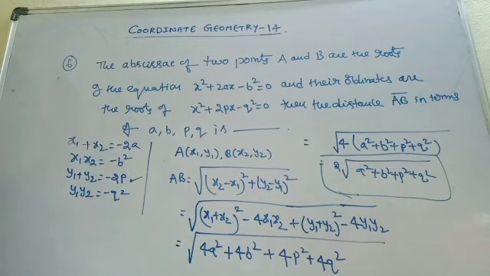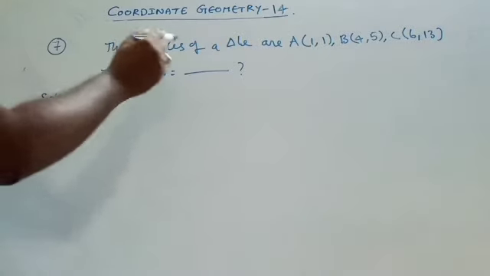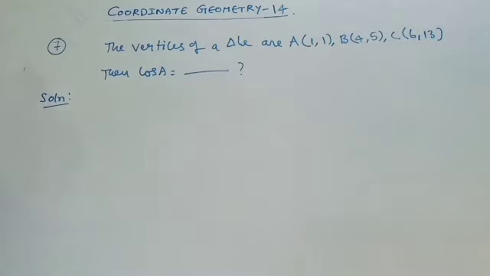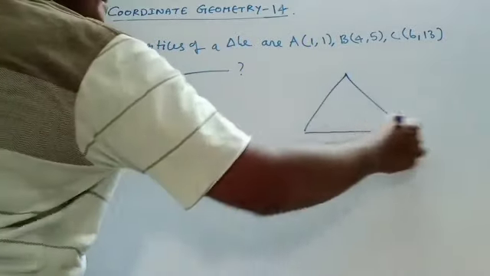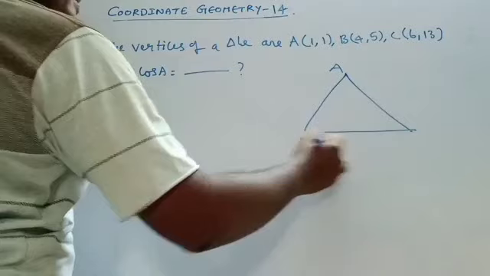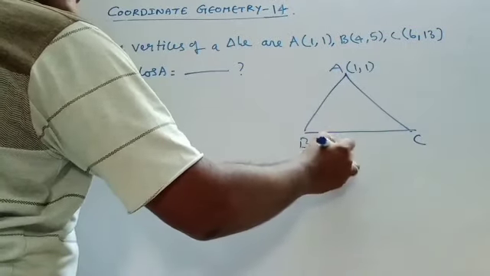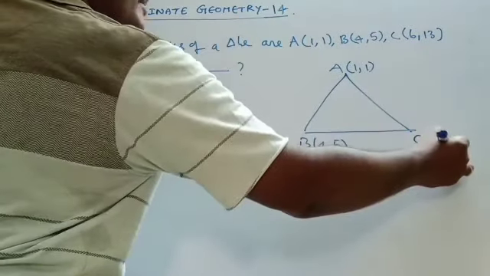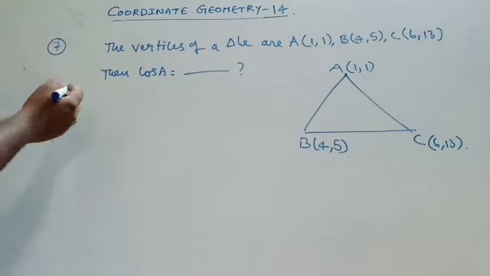Fine. Next, now we have one more problem, the 7th problem. They have given the vertices of a triangle ABC. A is (1, 1), B is (4, 5), C is (6, 13). Then you need to find cos A.